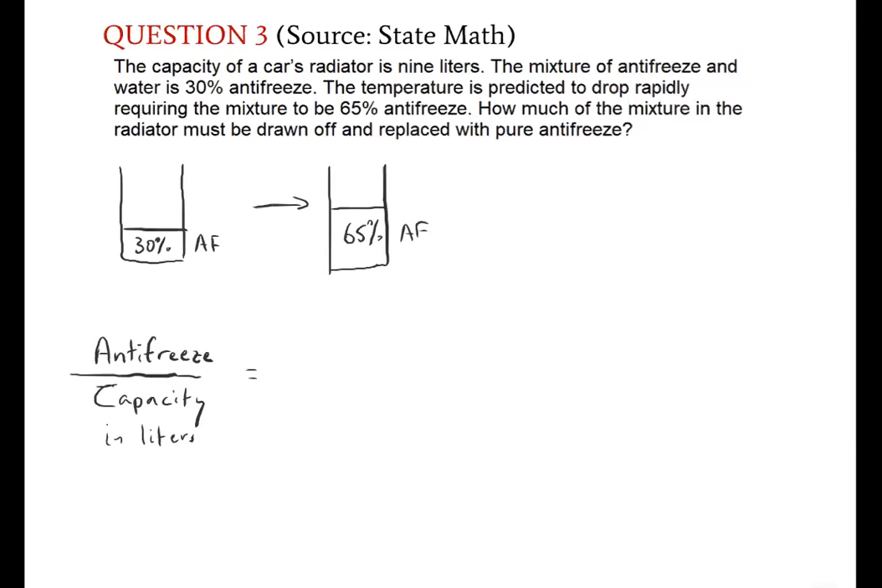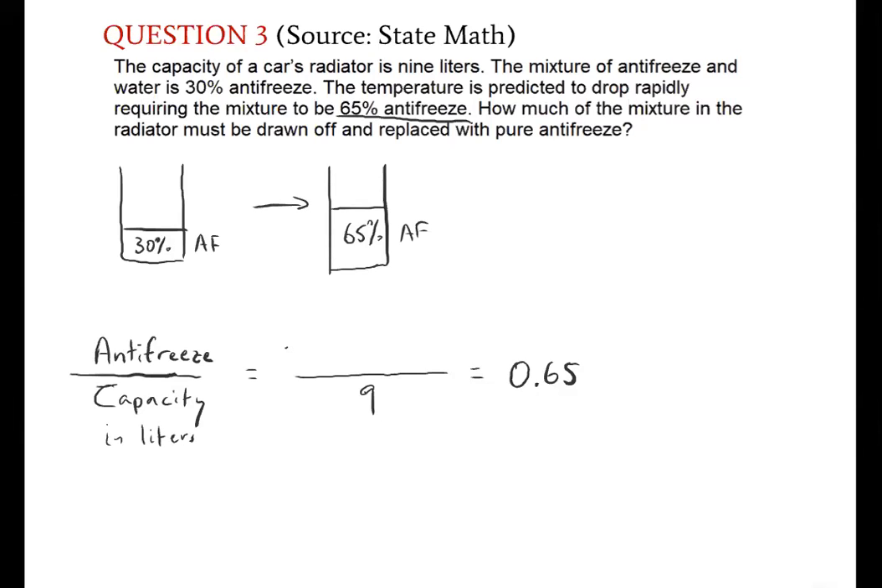So we know that the total capacity is just 9 because it's stated in the problem. So we want to find our final value, which is 0.65, because that's what it's asking here. And to get 0.65, we have to first find how much antifreeze is initially in this tank radiator.